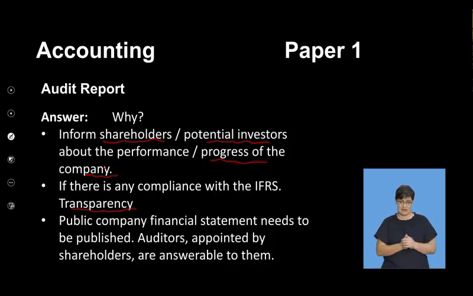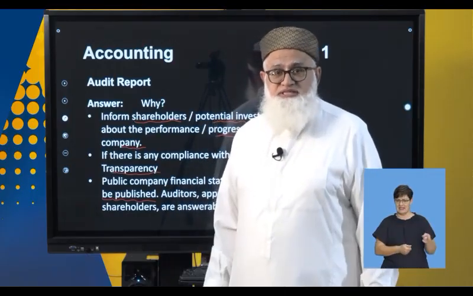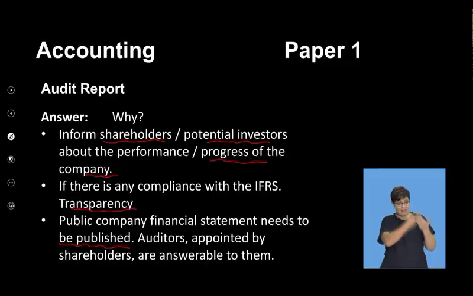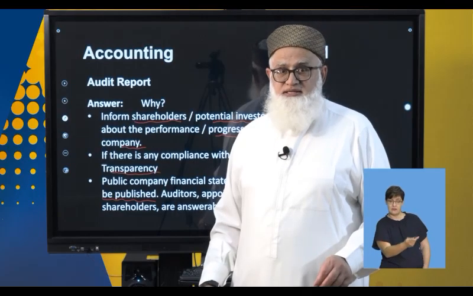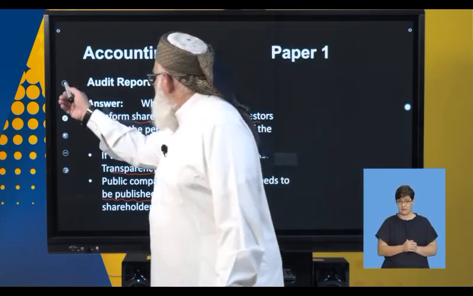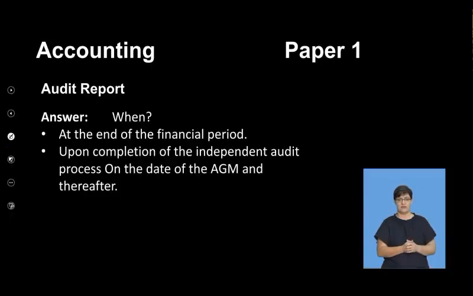Okay, a company's financial statements need to be published. Remember, it's a public company. So obviously, these financial statements have to be published. Okay? Auditors are appointed by shareholders, right? And who are they answerable to? Obviously, they are answerable to the shareholders. Got it? Move on. Next question. The question says, when? When will this happen? Obviously, at the end of your financial period.